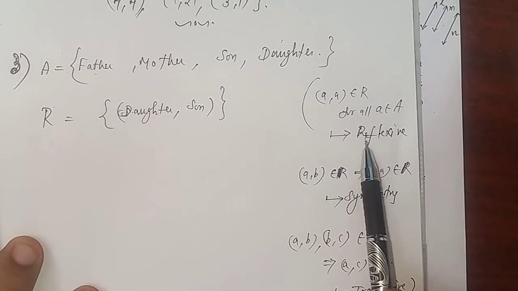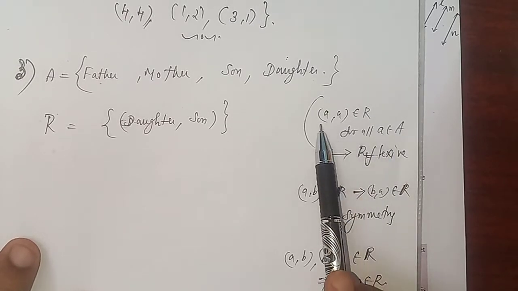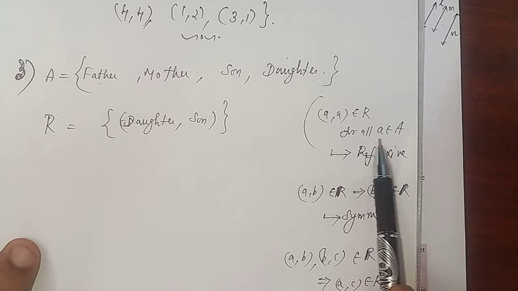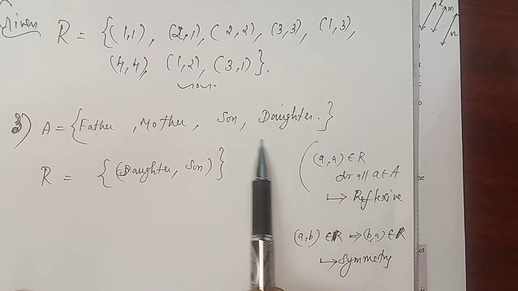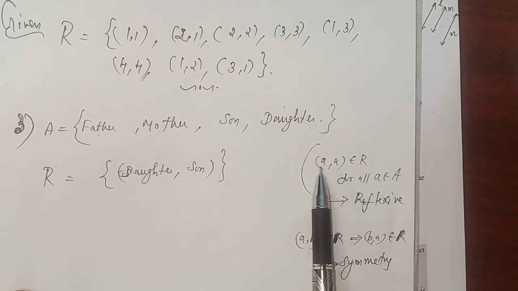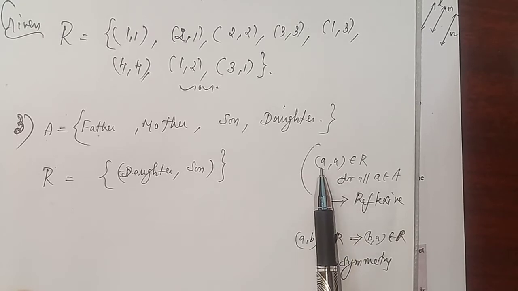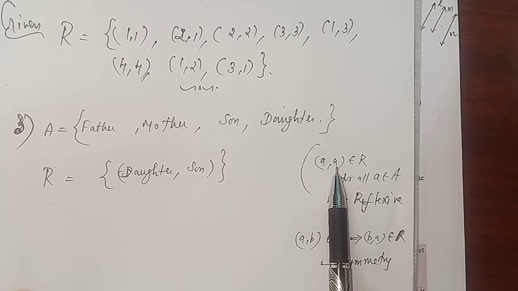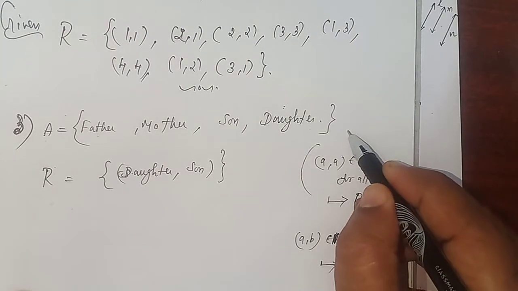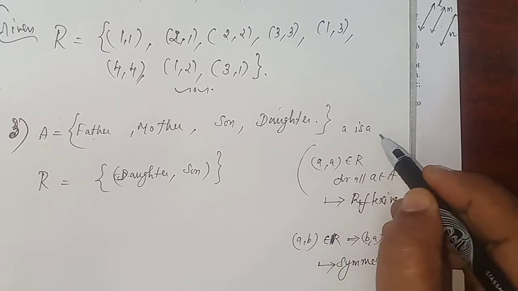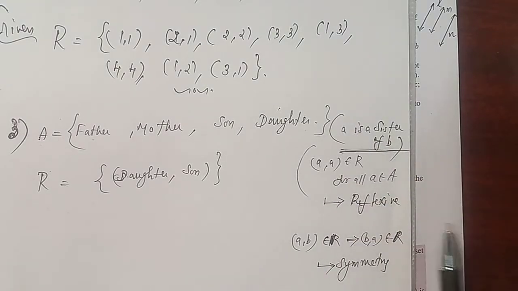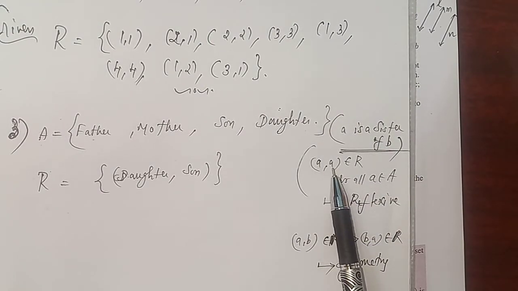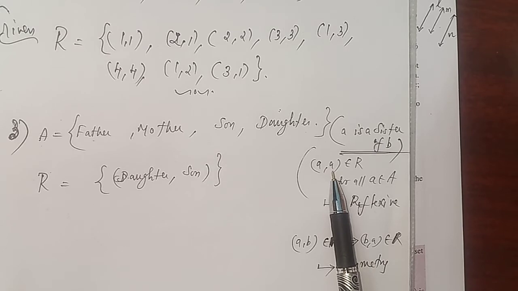According to the definition of reflexive, (a, a) belongs to R for all a belongs to A. In that set A, I take the daughter only: (daughter, daughter). That means daughter is a sister of daughter. Remember, A is a sister of B, that is given. So daughter is a sister of daughter, which is meaningless. Therefore it is not reflexive.